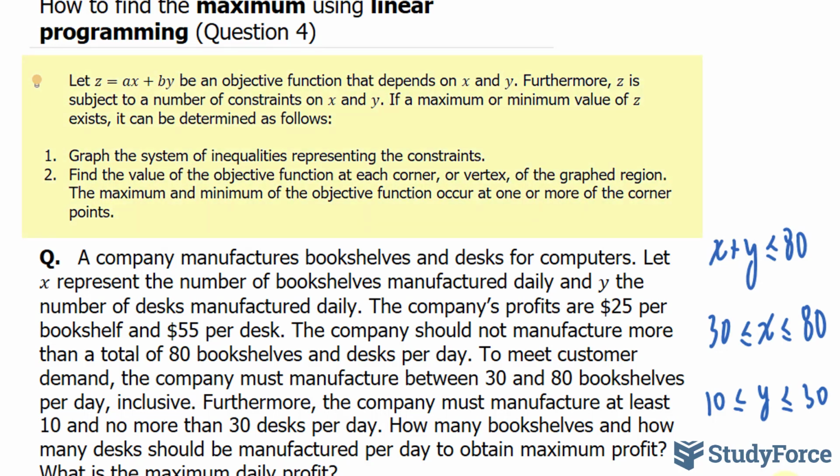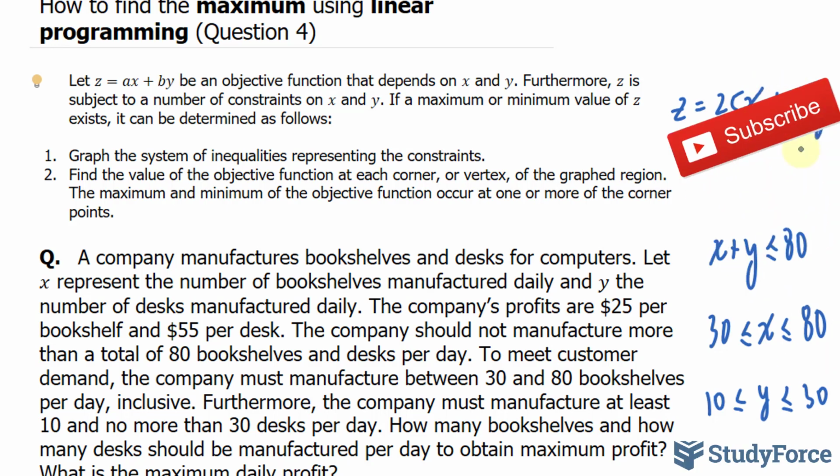Now, to do this question effectively, we have to let z, which equals ax plus by, be an objective function that depends on x and y. Now, we're told two important things at the beginning. We're told that the company's profits are $25 per bookshelf and $55 per desk. And we can represent this as a rate in our objective function, where z is equal to the rate of x, and that's $25, plus 55 per desk.